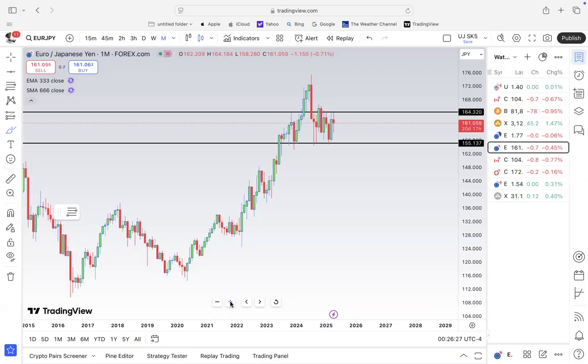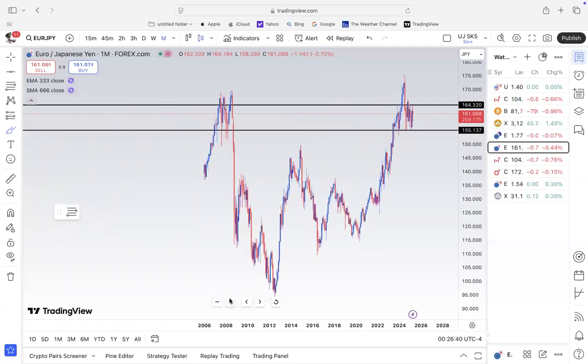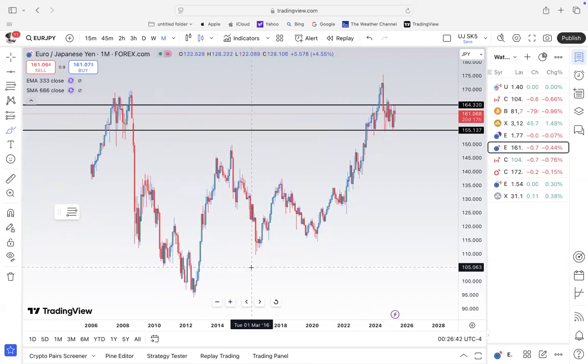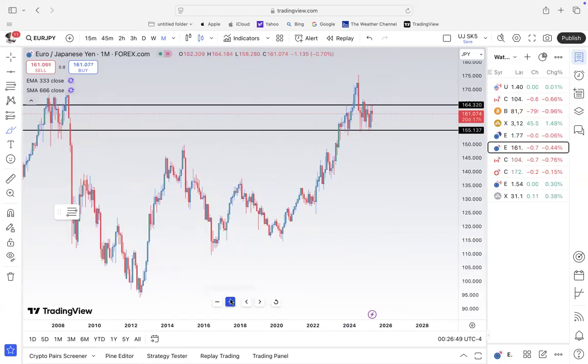Euro GBP is actually the last one we took, and that hit TP. So our take profit definitely got smashed on GBP. That was a really good trade. So what I'm looking at for Euro JPY for this week, especially, is how does it react to these levels? Can it break back above?